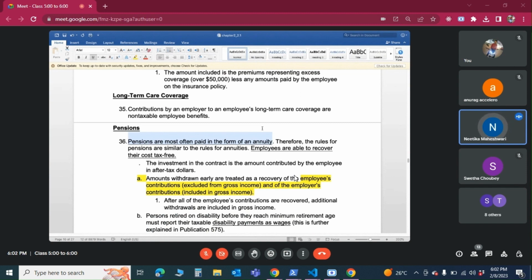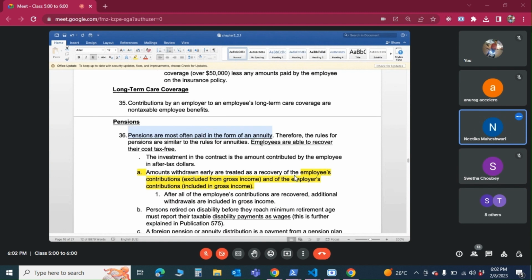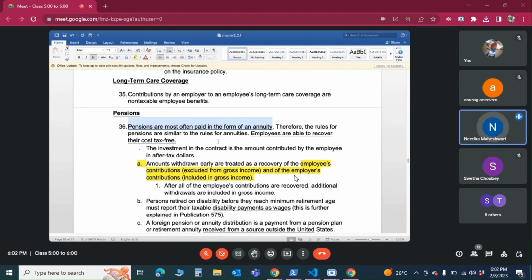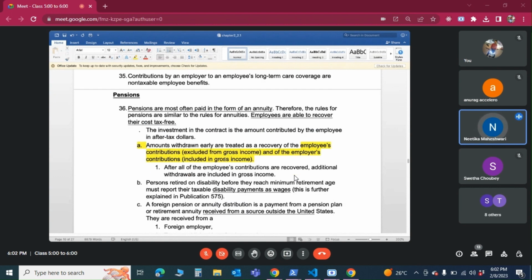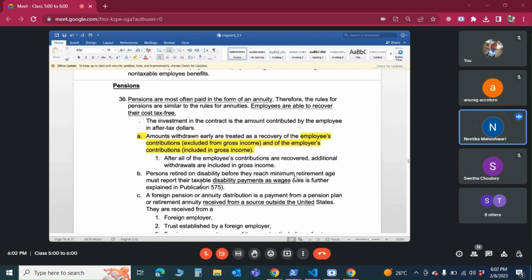And because the employees are contributing to it, it's not completely the same. I don't know how it works in India, but when we talk about the Indian pension system and the US pension, they're kind of different. So employees are able to recover their cost tax free. Over a period of their salary, there's a certain amount every month they'll be putting into the pension, and then if they're retired, or if they are disabled even before they reach retirement age, they'll get it back.